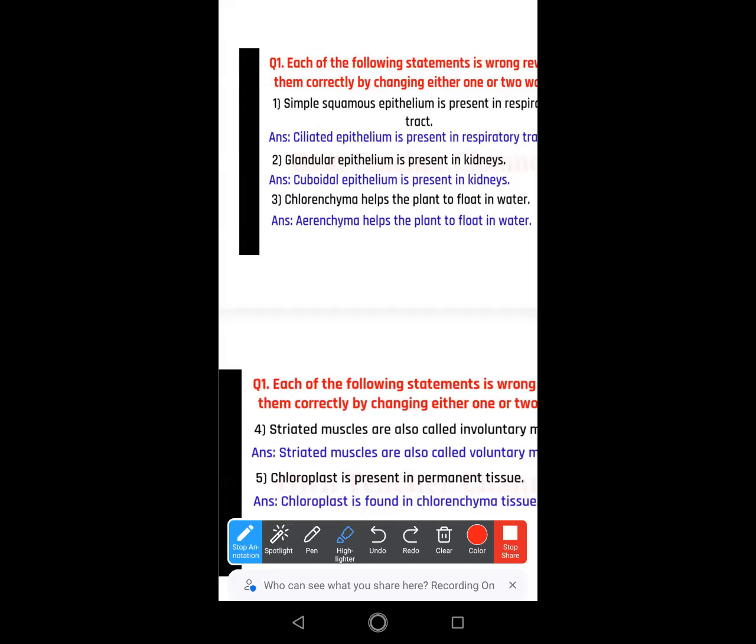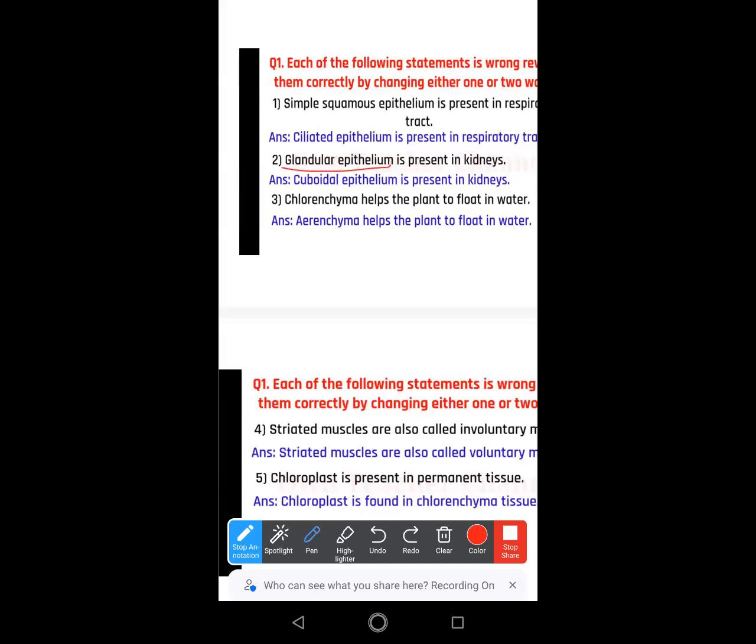Now our next question is: glandular epithelium is present in kidneys. This is question number 2, the second question of question number 1. Glandular epithelium is present in kidneys. So what is the wrong word here? Glandular epithelium. We have to cut this.